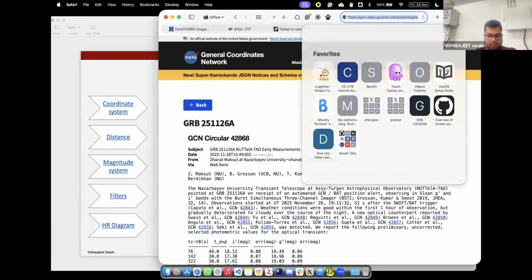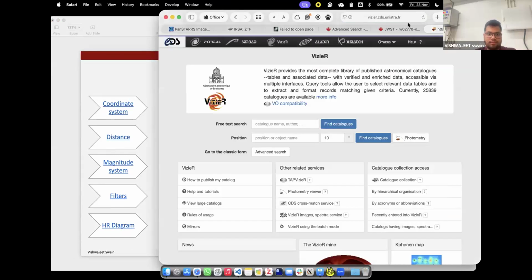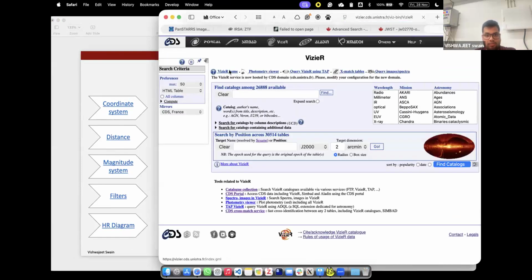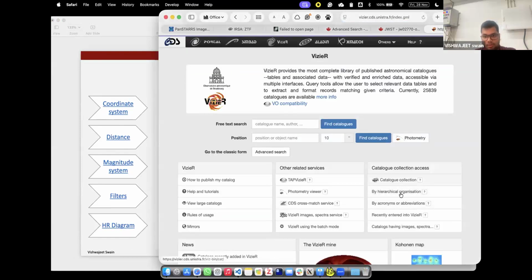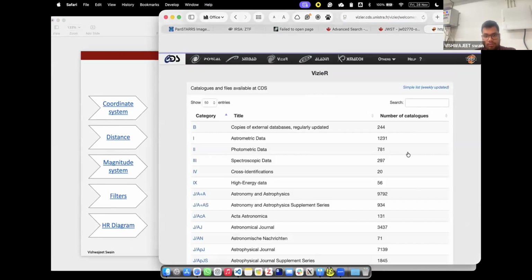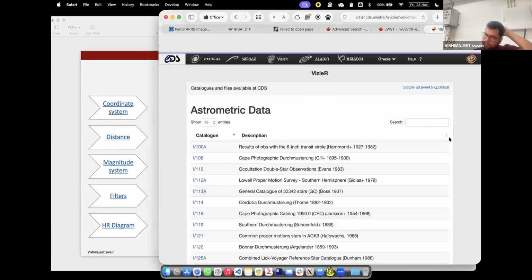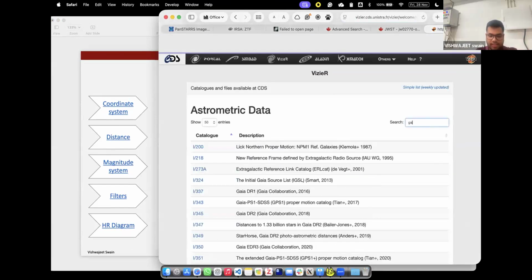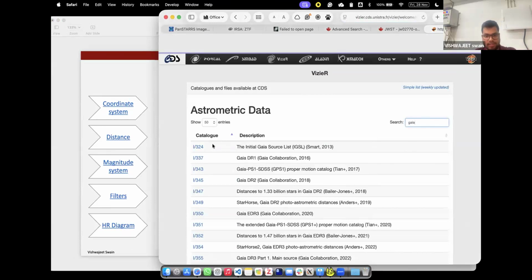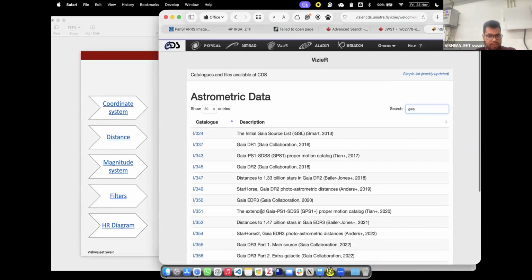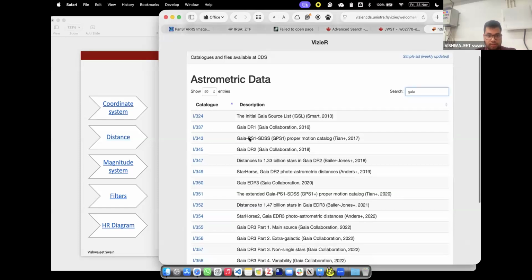So as I mentioned before, but it's better to recap. Yes, so for example, if you want to query the Gaia, from the Gaia you can select which particular Gaia you want. There are data release 1, data release 2, 3, and all. So from here, for example, this is a catalog number which we want to query.